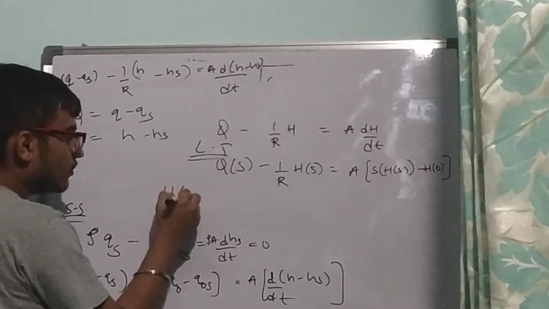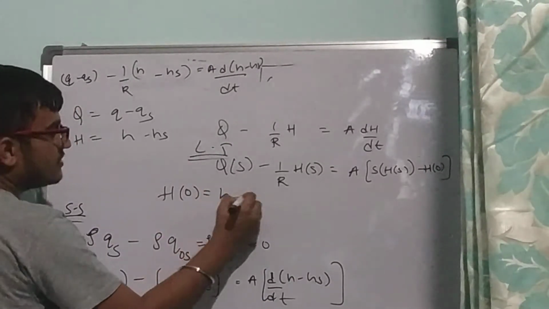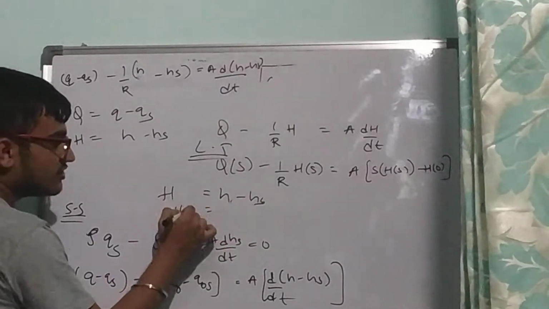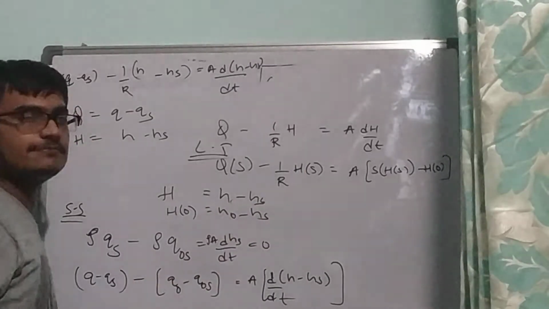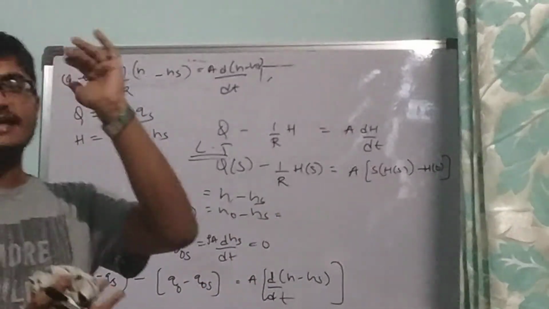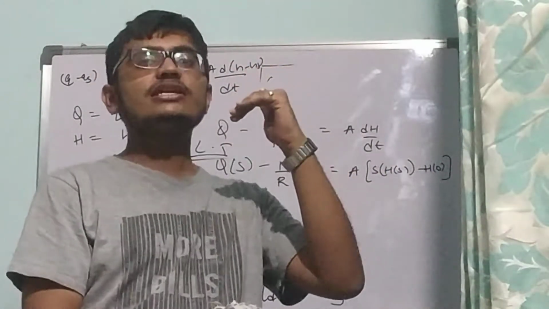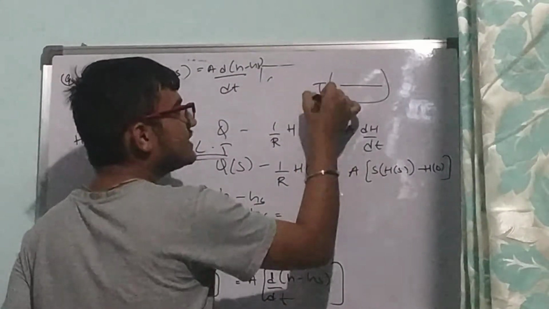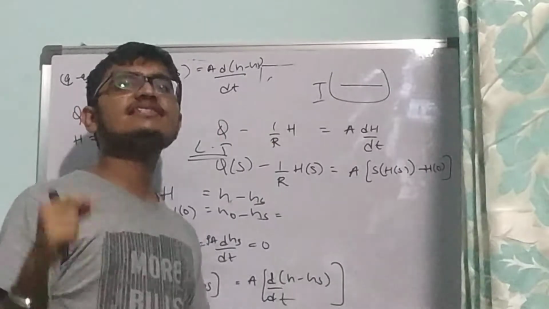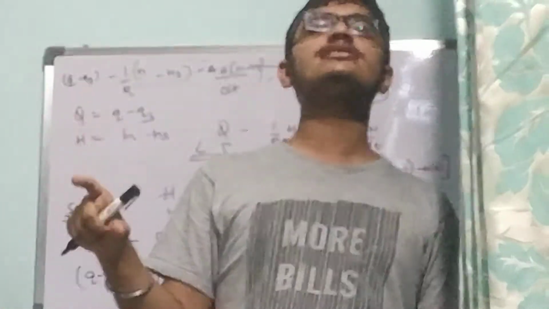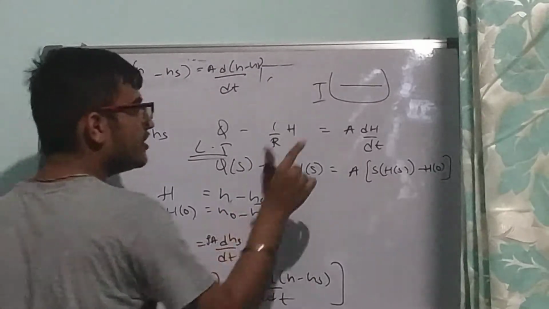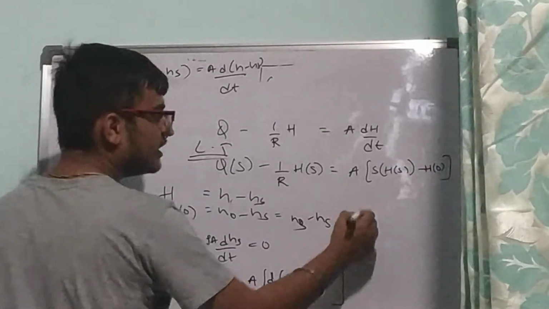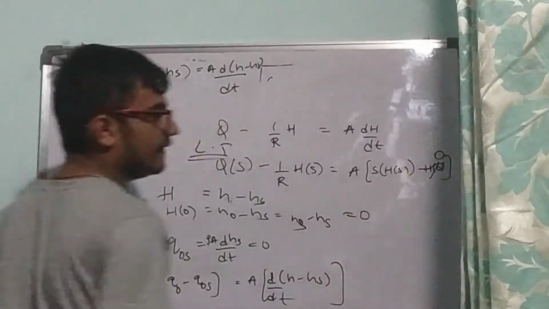Okay, and h of 0 is equal to what we have taken? h minus hs. Right? So h of 0 will be h naught minus hs, right? Initially in the tank, at time t is equal to 0, what is the height? The same will be at the steady state, right? Initial height and the steady state height, won't it be same? Because your calculations begin when the system reaches a steady state value. So your initial value and your steady state value will be same always. So h naught is equal to hs. Therefore it is 0. So h of 0 can be neglected, right?